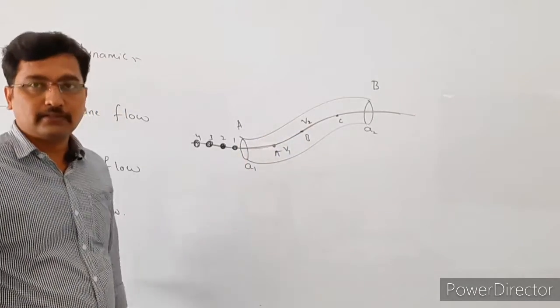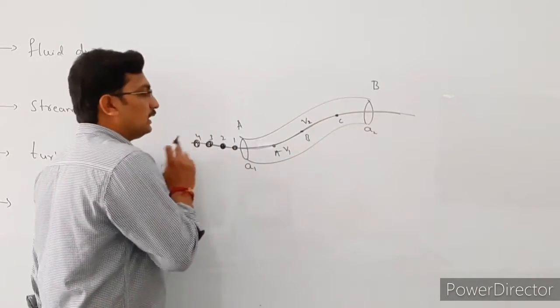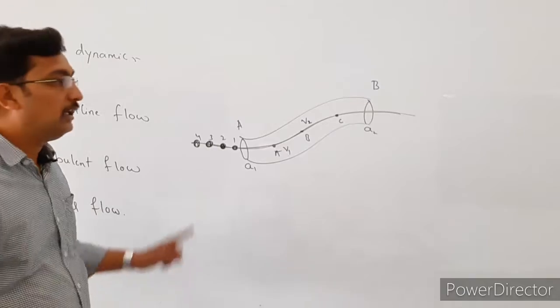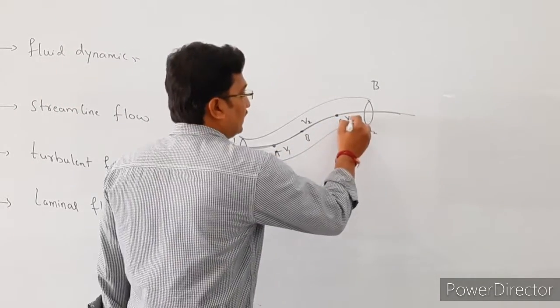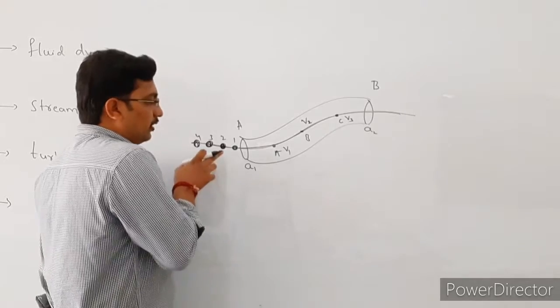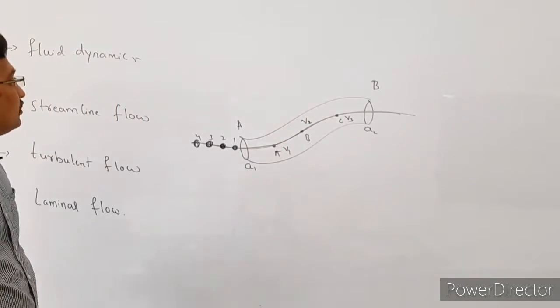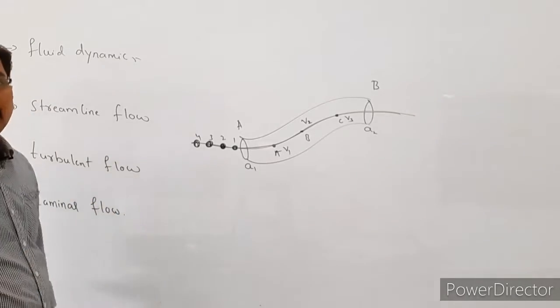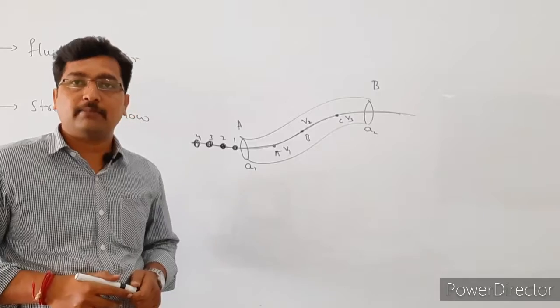Similarly, if the first, second, third and fourth particles reach point C, the velocity is v3. So this indicates that the velocity of the particle at any point is the same. That is known as streamline flow. Streamline flow means the regular flow of fluid.